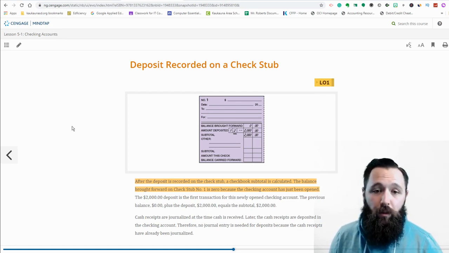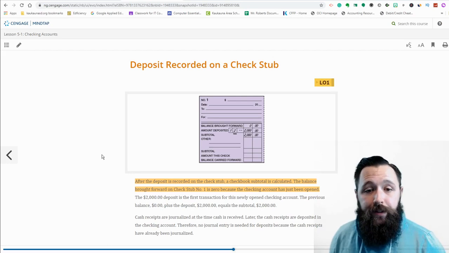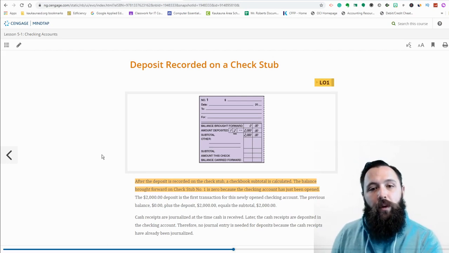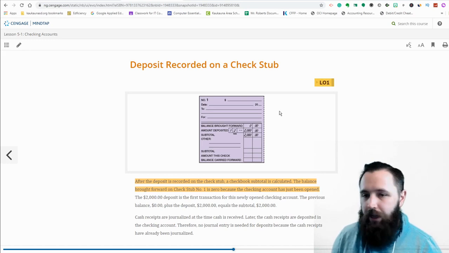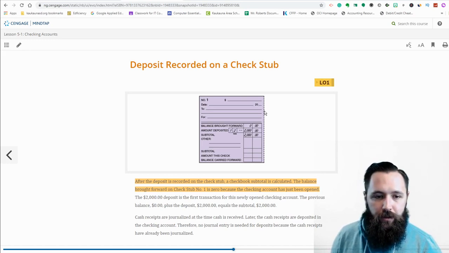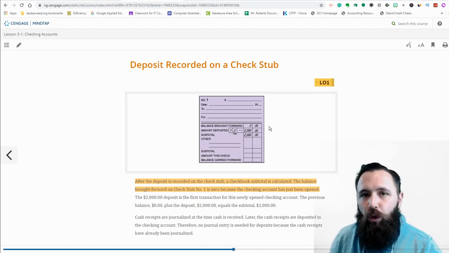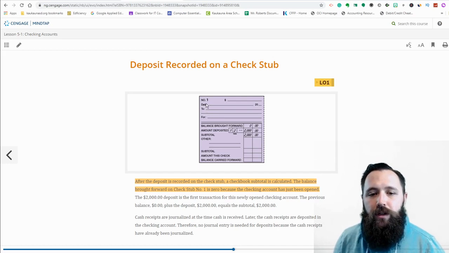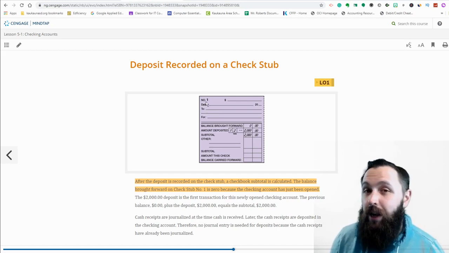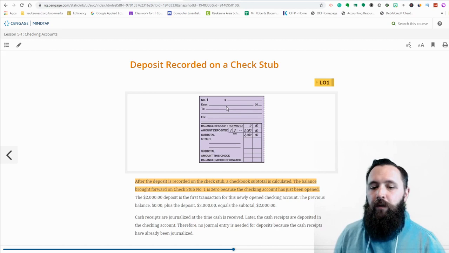So we looked at what a check would look like, and what we have here is a check stub. So you see this perforated little line here where you could almost tear it off. This is going to be connected to your check, okay? And we'll see what that looks like in just a second. But you can see here it says number 1 because this would be connected to check number 1.